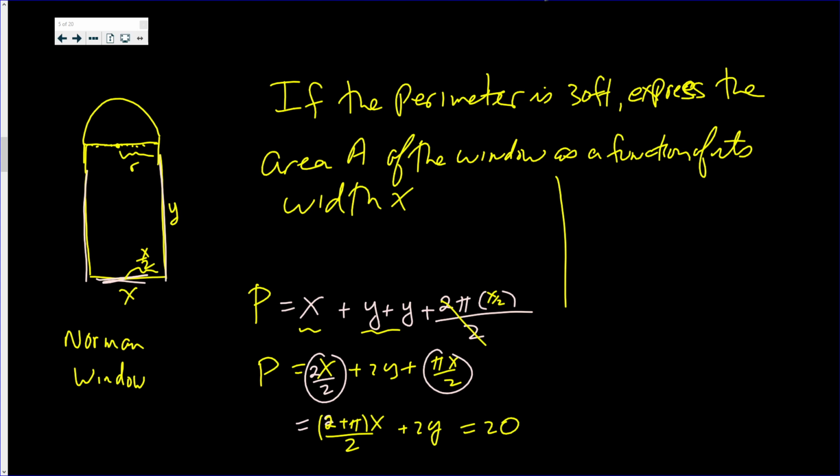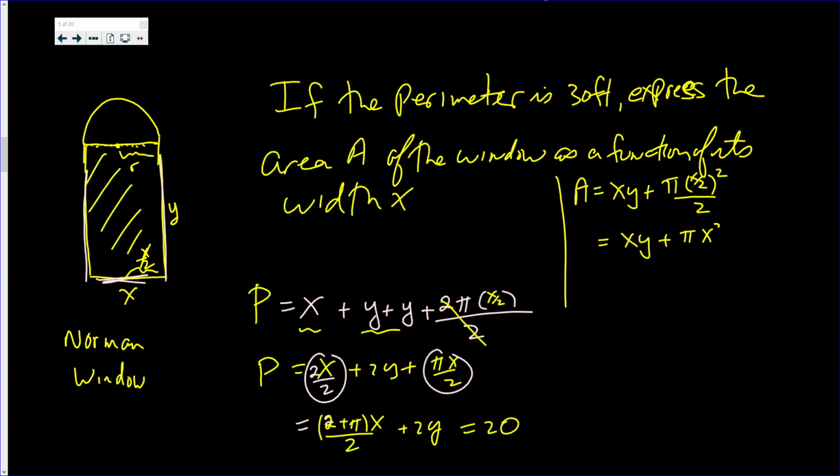Maybe I should have said, well, the area is going to be this piece, that's xy, plus the area of the semicircle. Well, the area of the circle is pi times r squared. Well, we divide it by 2. And once again, r is x over 2. So we have xy plus pi x squared over 2 squared, which is 4, over that 2, which is over 8. So that's the area. But it has x's and y's. Now I need to get rid of y.